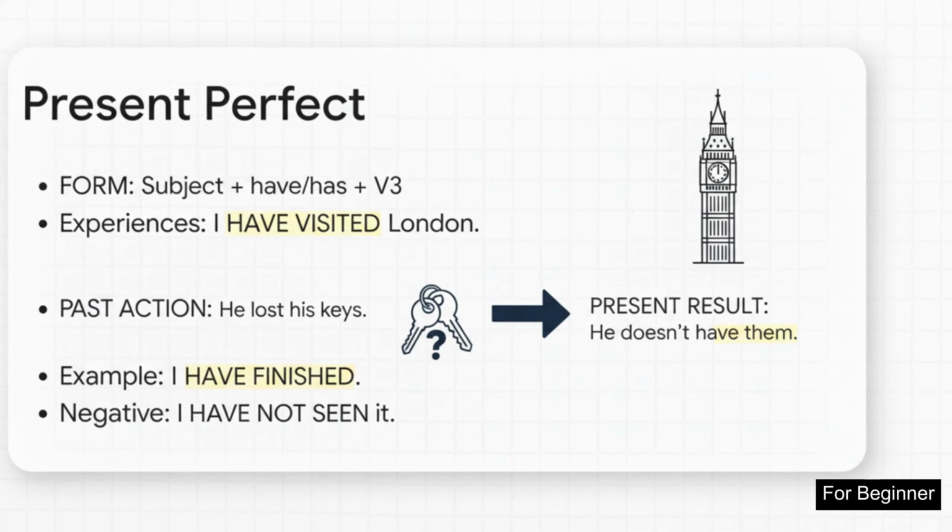We form the present perfect by using have or has plus the past participle. Think of this tense as your way to talk about your life experiences when the exact timestamp really doesn't matter. Like, I have visited London. It's also perfect for past actions that are still directly messing with the present moment. Think about it. If he has lost his keys, it means he lost them a while ago, and the very real result is he is locked out right now.